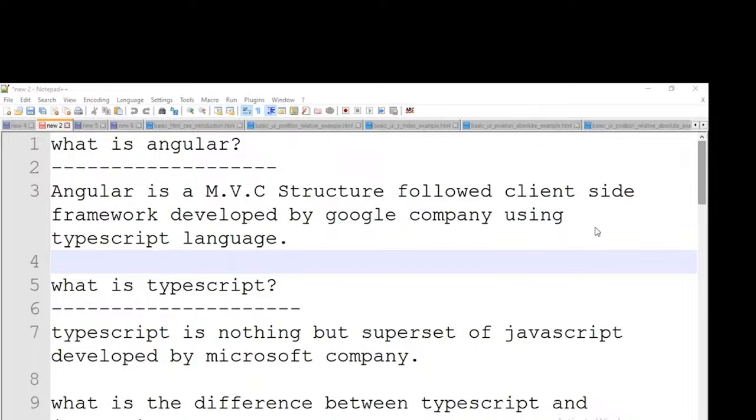Angular is an MVC structure followed client-side framework developed by Google company. Okay. So, Google company. Okay. Right. So I've asked the question: what is the difference between client-side technologies and server-side technologies? What is the difference between client-side technologies and server-side technologies?